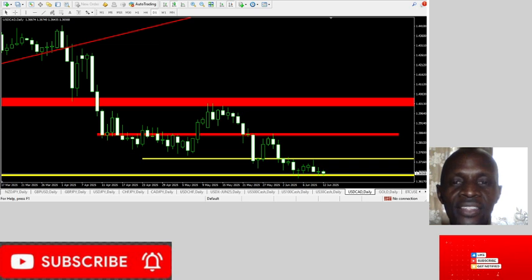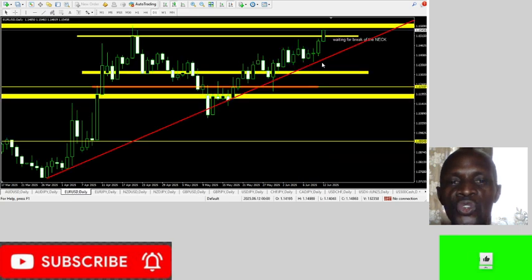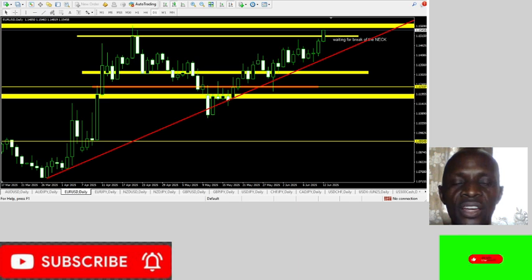Now the last one that I want to show you is Euro USD. What is Euro USD telling us? Euro USD is telling us it's an inverted head and shoulder. Why? Because the USD is on the right side of the euro. So now we have an inverted head and shoulder.